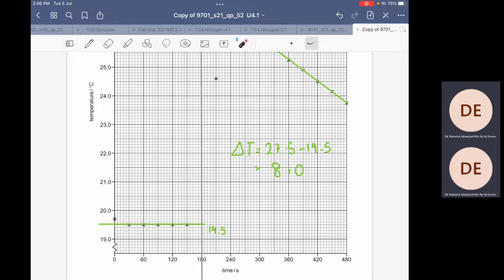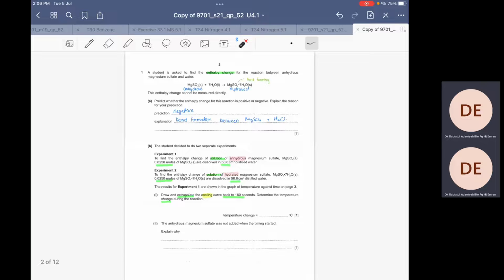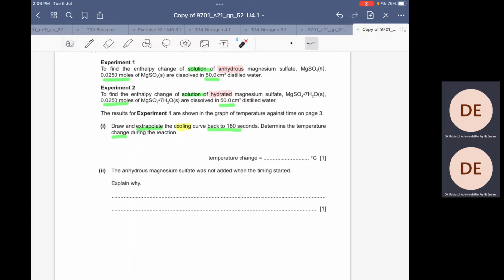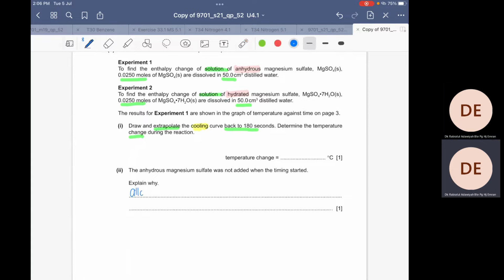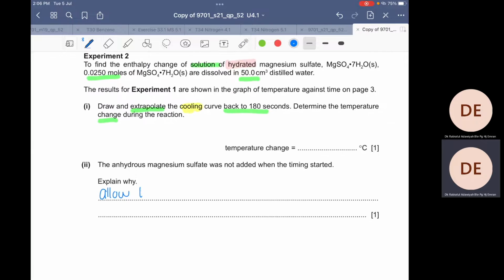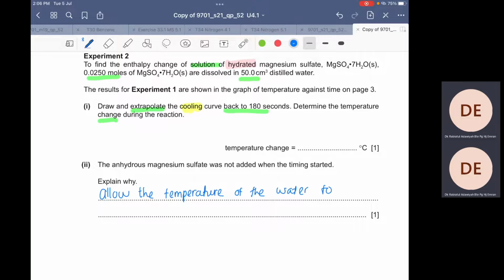Okay, so the reason for that is to allow the temperature of the water to equalize. That just means to be the same, to be the same as room temperature.